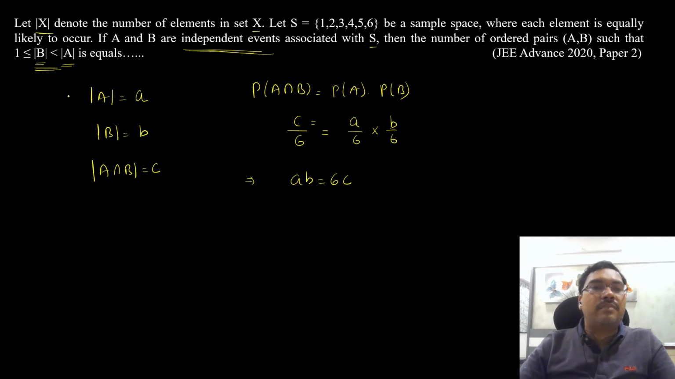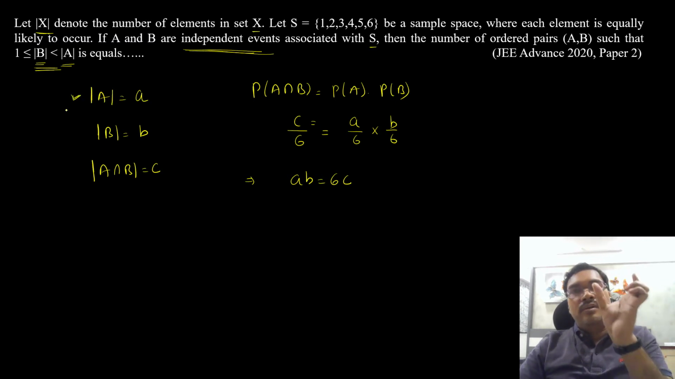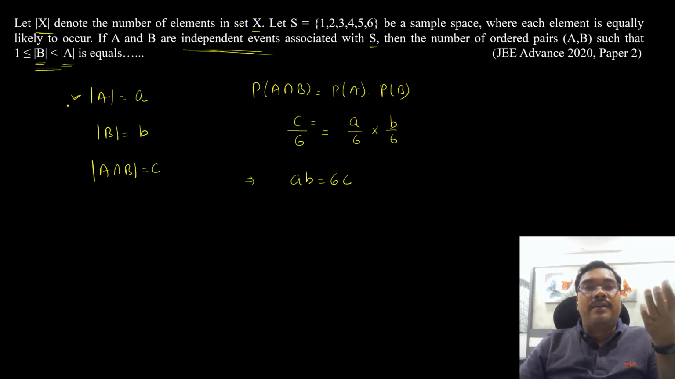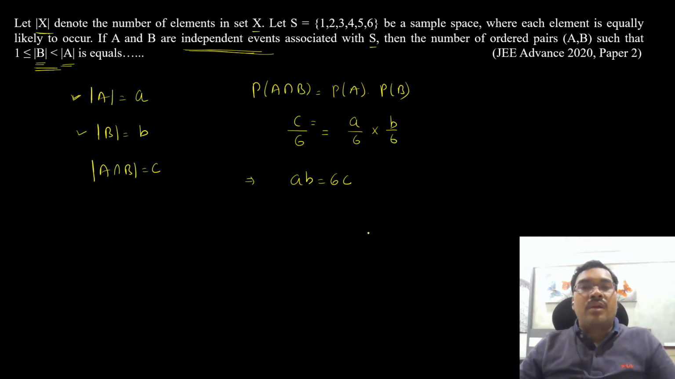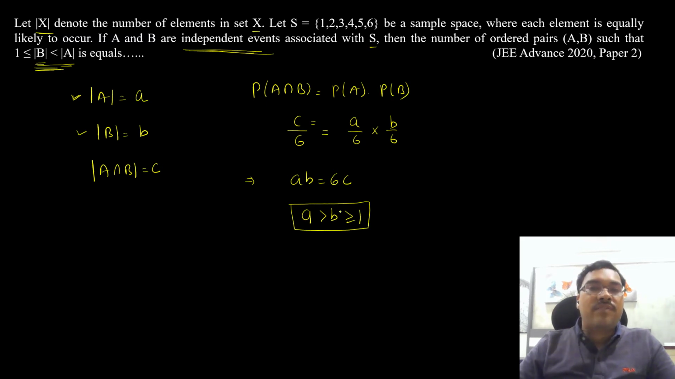What is a representing? The number of elements in set A, or the favorable outcomes for event A. Similarly for b, and c is representing the number of elements common between A and B. Okay, and here you can see ab is equal to 6c, and the condition which needs to be satisfied is that the number of elements in set A, that is a, should be greater than b, and this should be greater than or equal to 1. So now you have to just check how many ordered pairs of A and B can be formed, in how many ways you can make this combination under this condition.